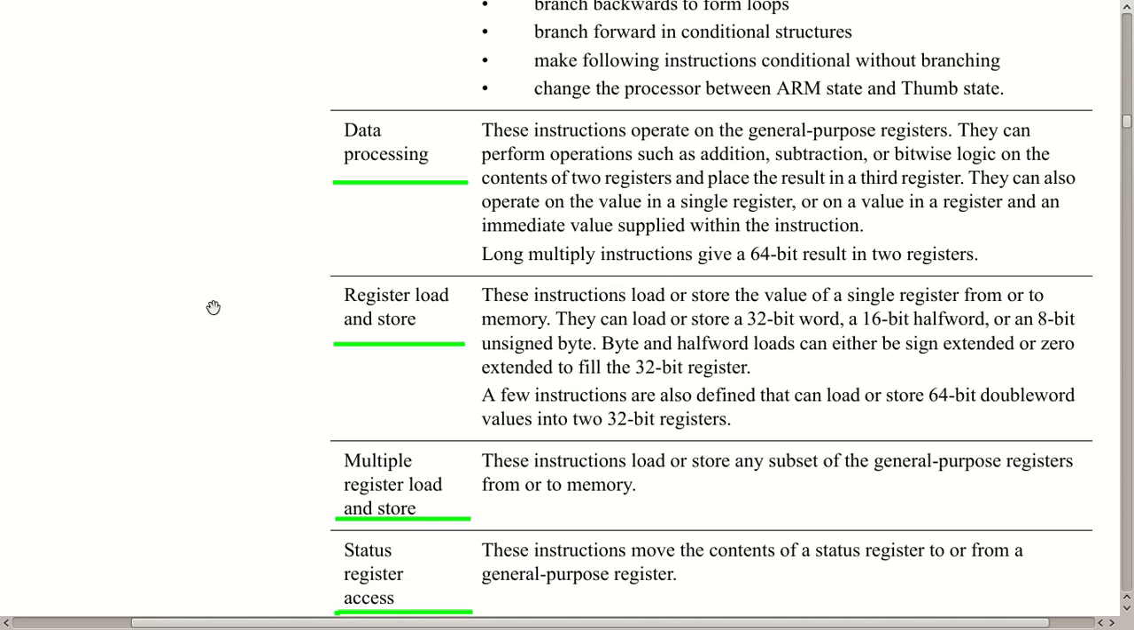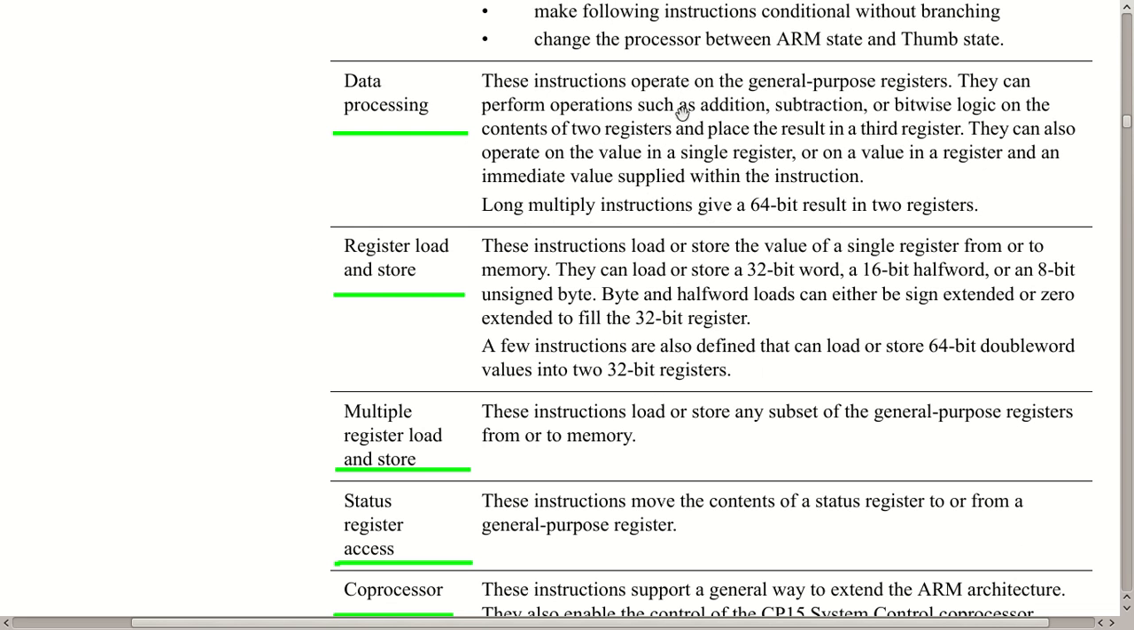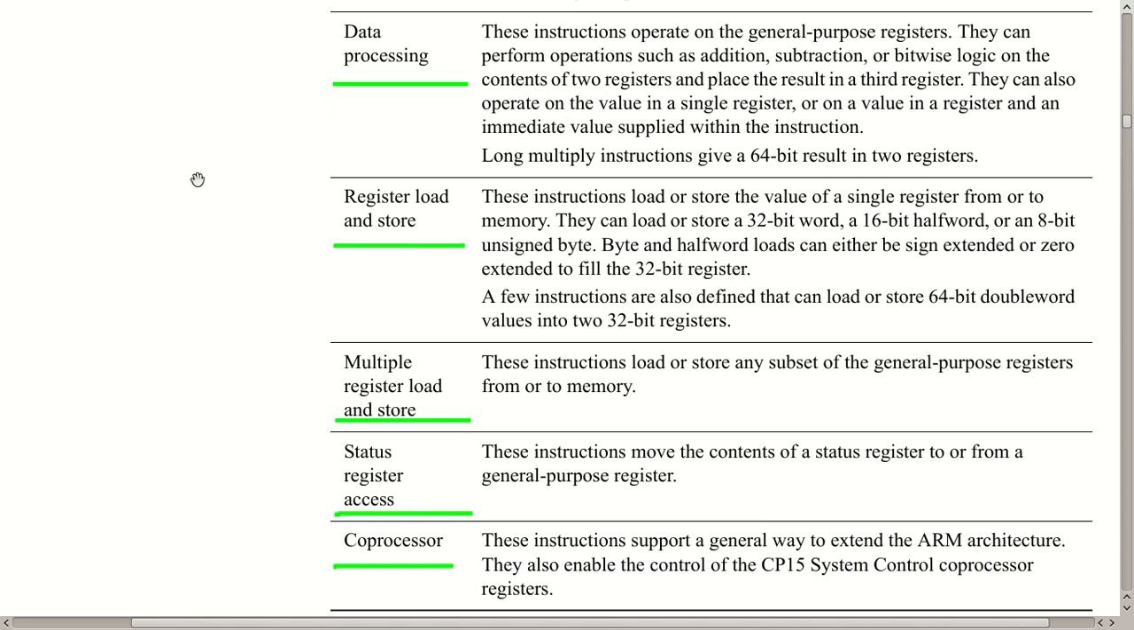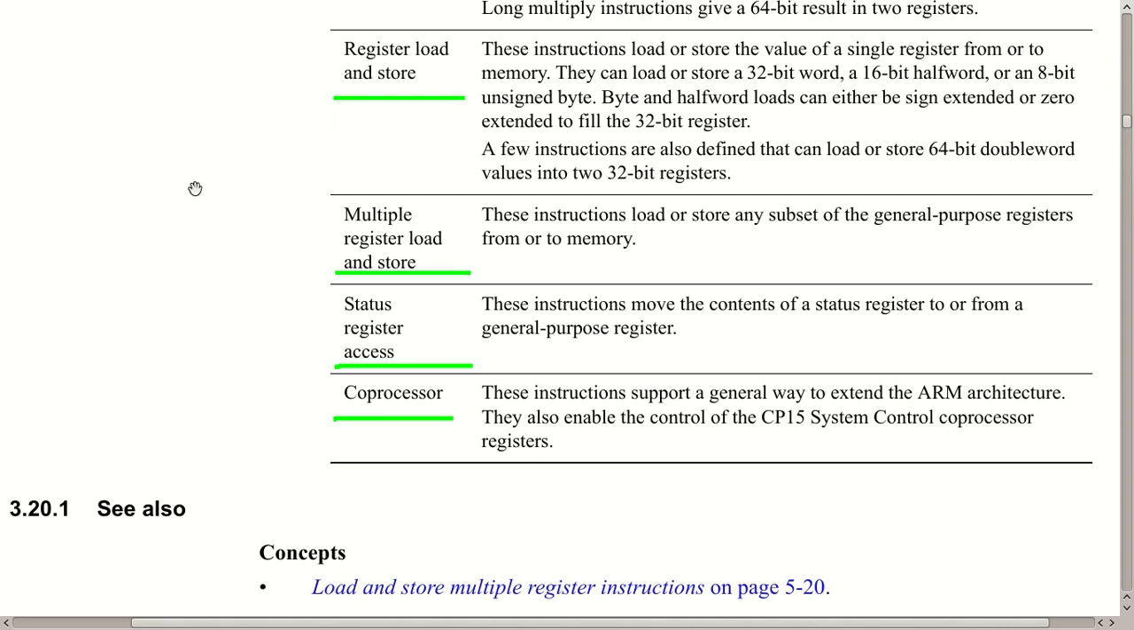Then we have some data processing instructions. These instructions are used to perform addition, subtraction, multiplication, or to do bitwise logic operations like OR and AND. We can give immediate data in these instructions. Then we have register load and store instructions. These instructions load or store the value of a single register from or to memory.